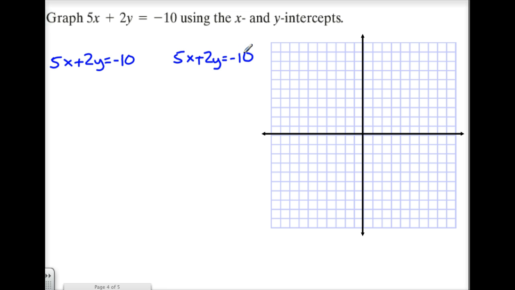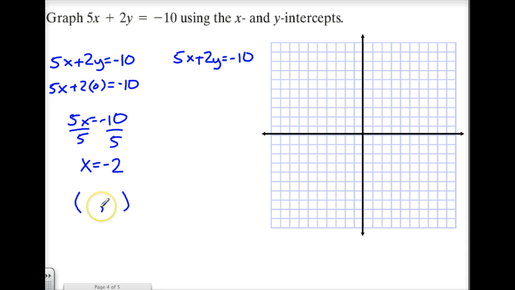So the first one, we are going to plug 0 in for y and solve it. So we get 5x equals negative 10. Divide by 5, x equals negative 2. Write it as a point so that you know what you're going to graph. We plugged 0 in for y, so I'm going to put a 0 in my point for y, and x is negative 2. That is our x-intercept.